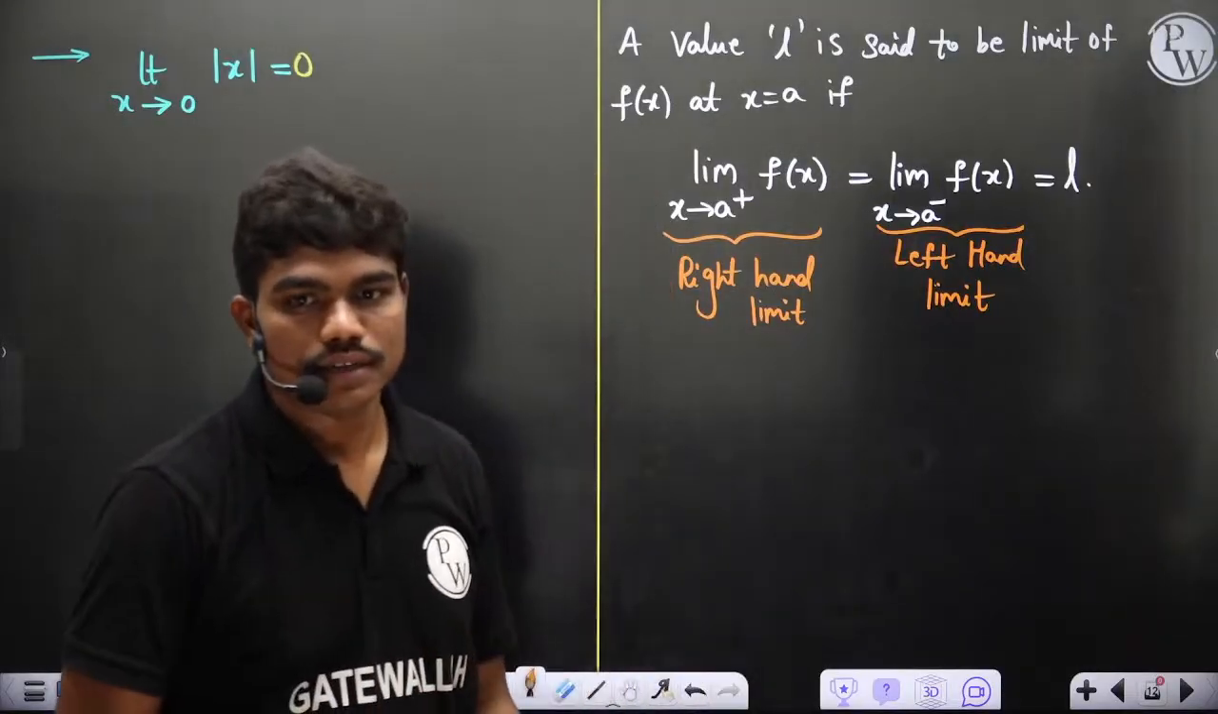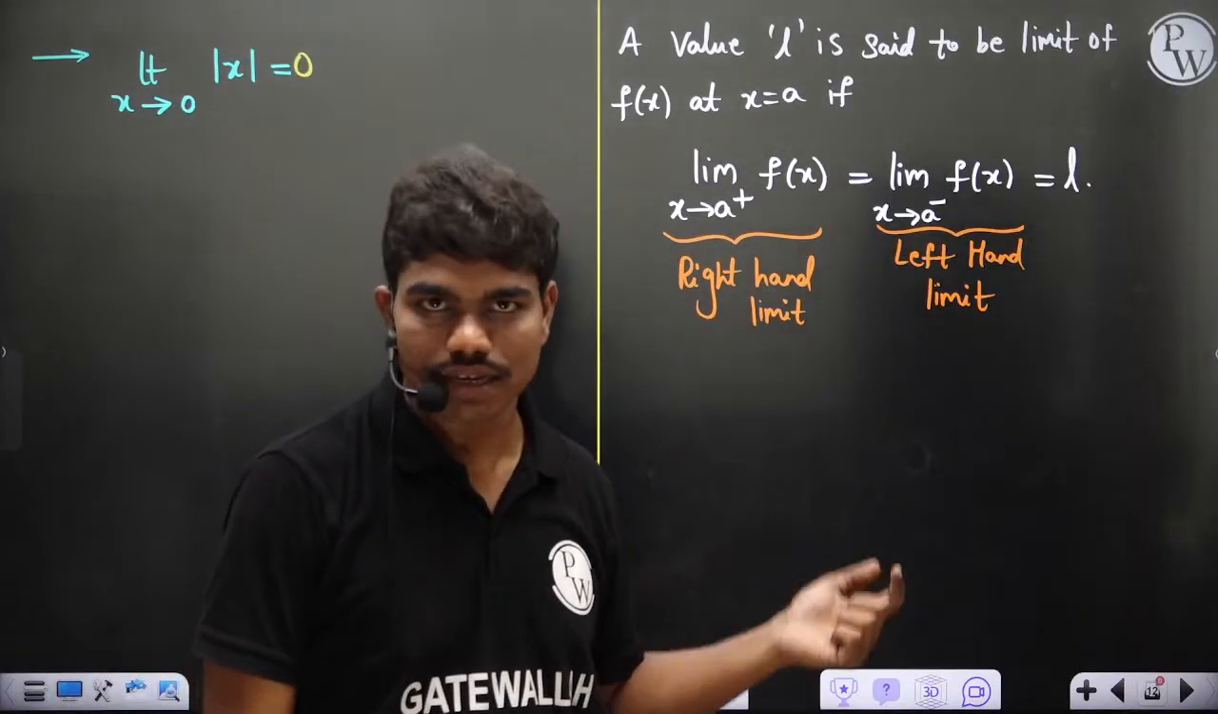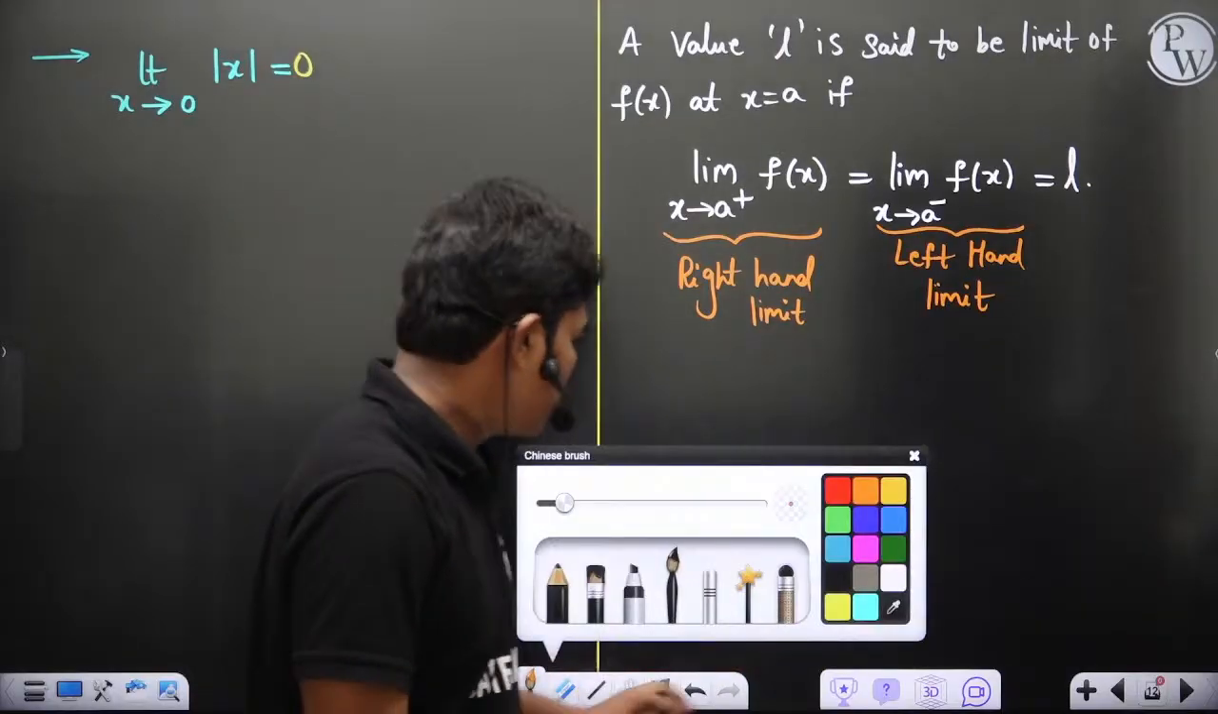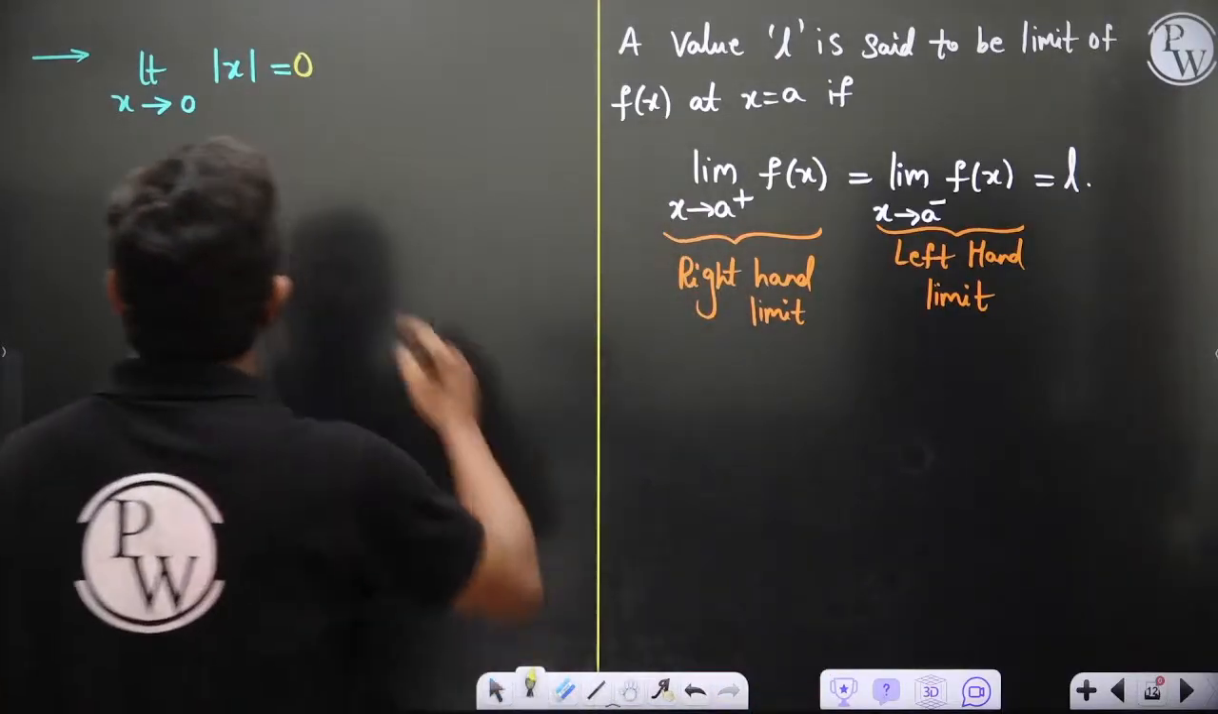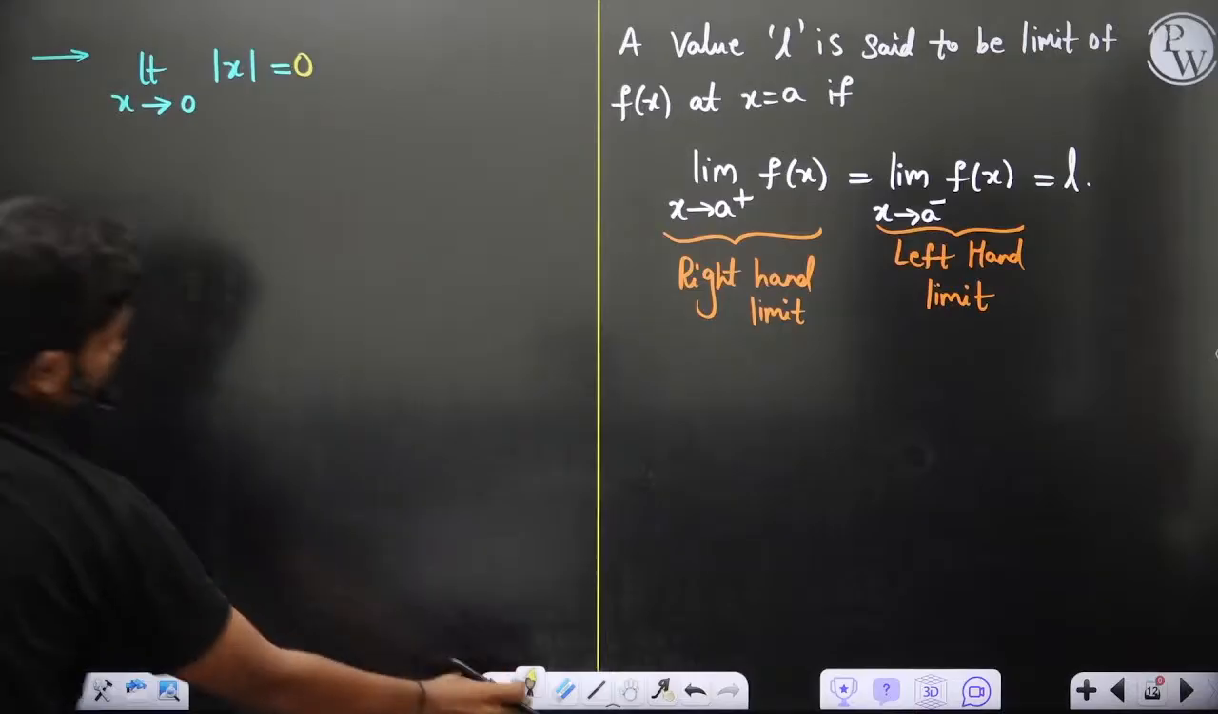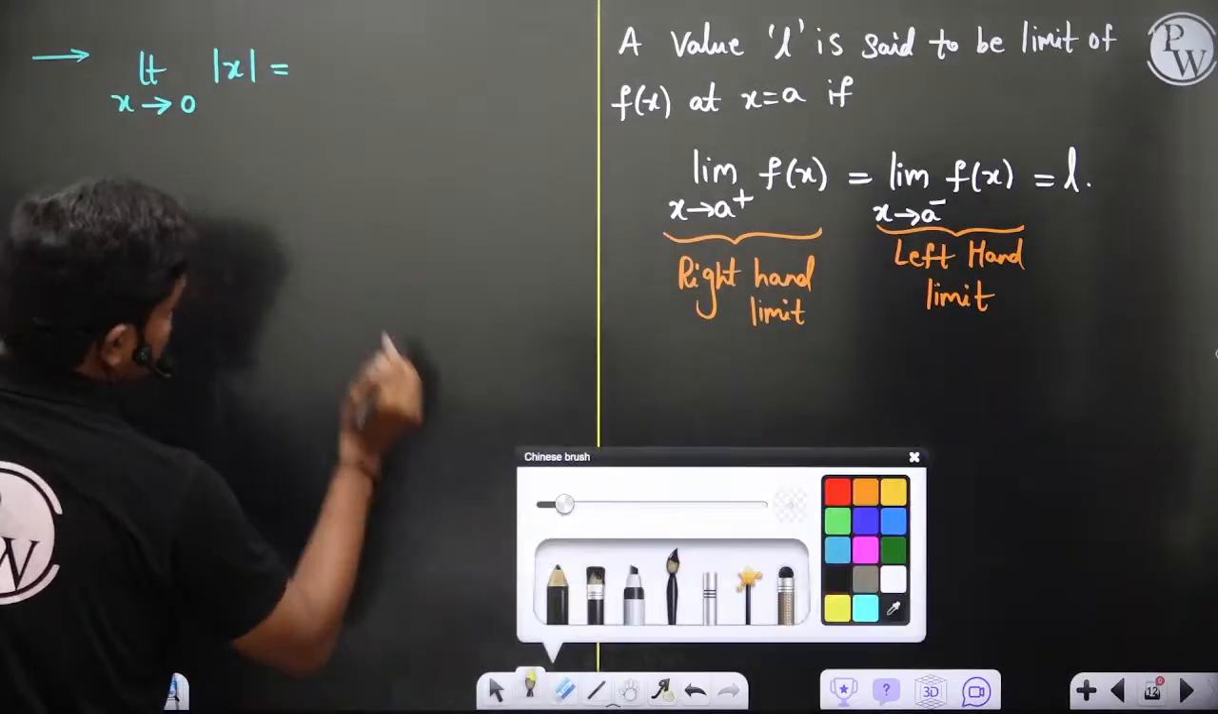Are the limits always the same? No, they're not always the same. I'll give you examples. Let's see: limit x tends to 0 of mod x. If you want to know, for example, how this is 0.